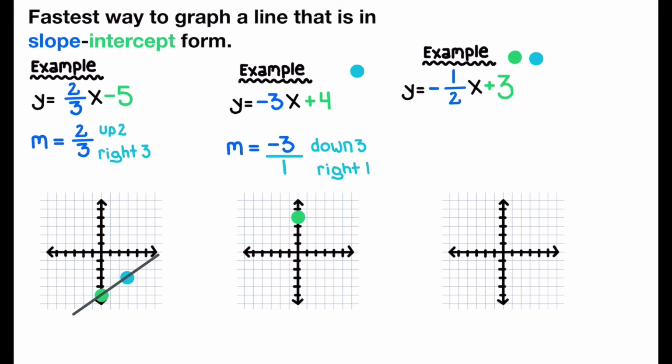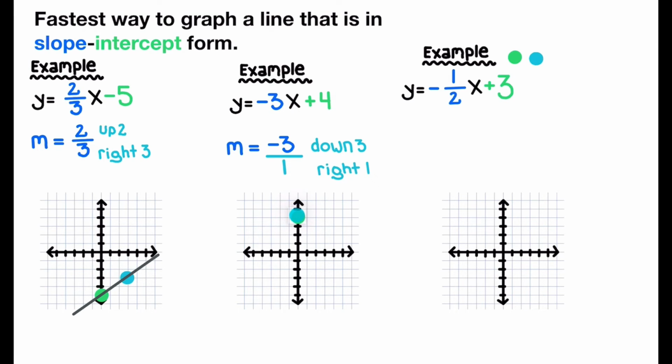So let's grab that point and go to 4, which is where we're beginning, and from there, rise -3, down 1, 2, 3, run +1, right 1. Draw our line, and we've got that equation graphed.